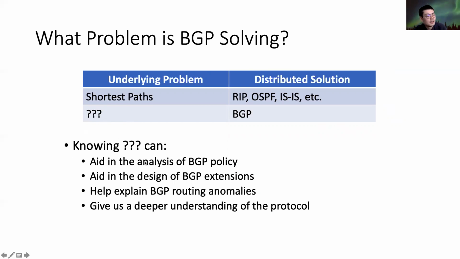Because knowing these things can help us analyze the BGP policy, whether it's reasonable or not. And then we can design BGP extensions, and some unreasonable ones we can change. You can also explain if some routing is not functioning normally. You can explain what's happening there because you know the incentive of the route. Otherwise, you see there's a route there, why is it not passing through? If you know the underlying problem that it's addressing, then you will be able to understand the anomaly. It also gives us a deeper understanding of the problem.